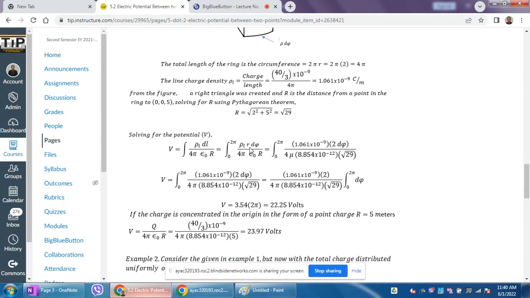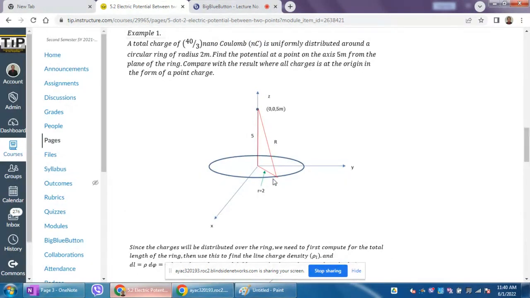So, pag ipinasok na po natin yung mga values ng DL, R, DP, or rho DP, yung rho L na compute natin 1.061 times 10 raised to negative 9, ito na po yun. Okay, what about square root of 29? Saan natin kinuha yung square root of 29? Yung square root of 29, yun po yung distance natin from the ring doon sa point.